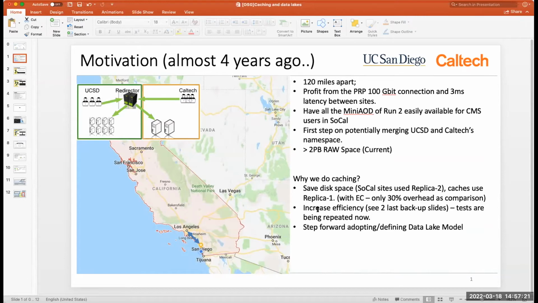I have a few slides in the back, and we are repeating the same tests. And of course, what is next, and defining the data lake model.